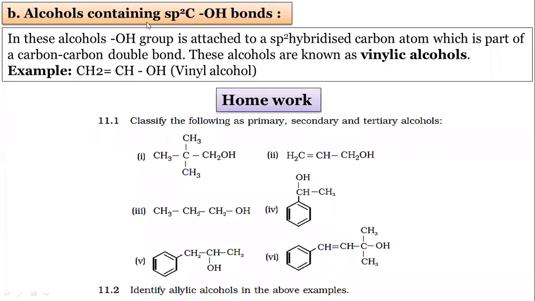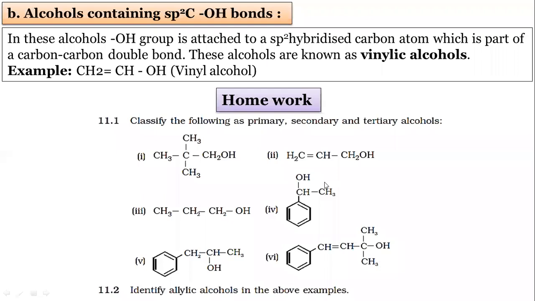Then alcohols containing sp2 hybridized carbon atom. See here in this example, OH is attached to the carbon atom. This is a directly double bonded carbon. Such type of alcohols are called vinyl alcohol. Remember the name. Vinyl alcohol, in which OH is bonded to the carbon atom, which is directly bonded to the carbon-carbon double bond. Such type of alcohols are called vinylic alcohols.